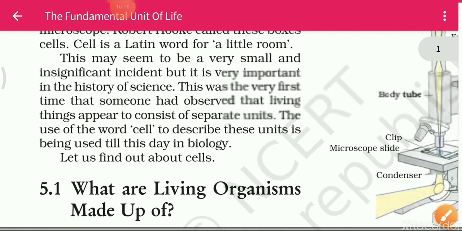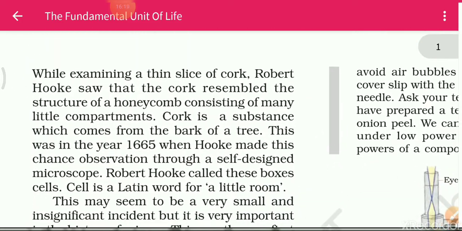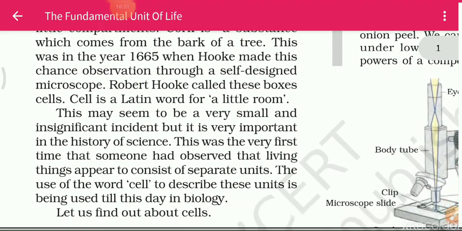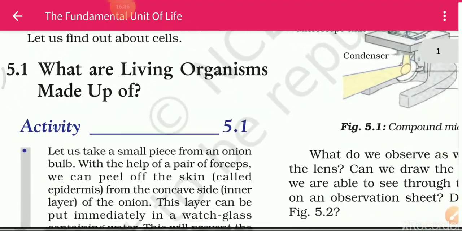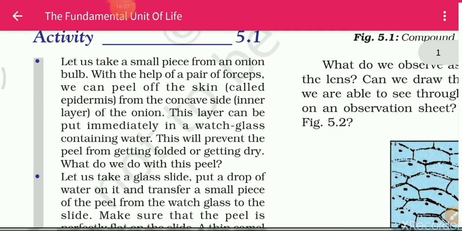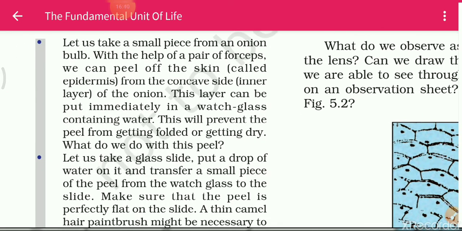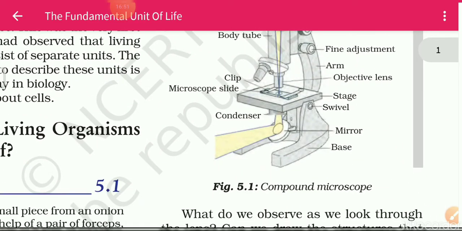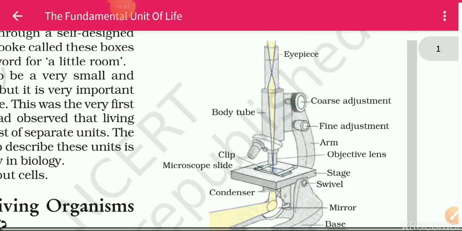Then what is important here? The importance is only this: who discovered the cell, in which year, and from which substance Robert Hooke discovered these cells. What is the Latin word meaning of the cell? Then here, the experiment of an onion peel, the structure of an onion peel, and the diagram of the compound microscope. This one is very important here.